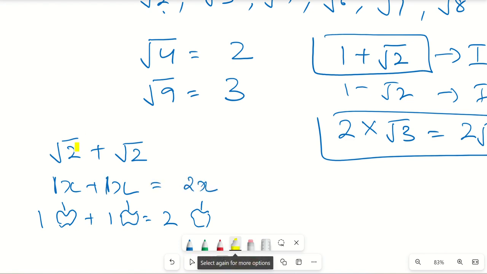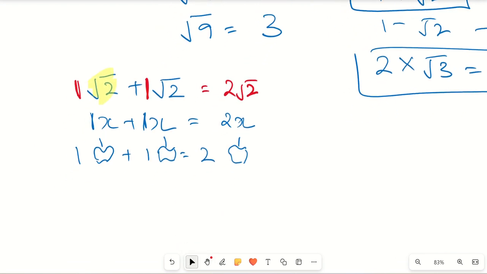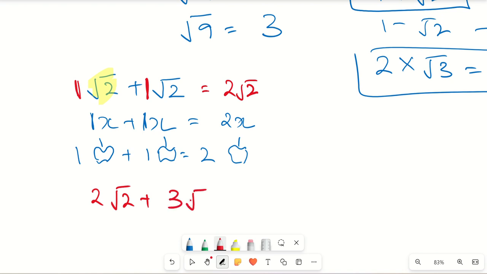Same way, just consider root 2 as x or apple. Root 2, if I'm writing no coefficient, it is 1 root 2. 1 root 2 and 1 root 2 is nothing but 2 root 2. Same way, if I'm adding 2 root 2 plus 3 root 2, it is 2 apples plus 3 apples, 5 apples. So my root 2 is nothing but the apple over here. So this is 5 root 2.